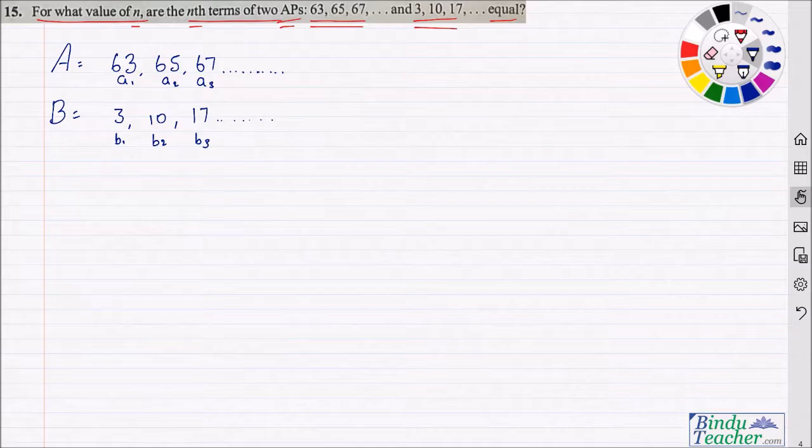Somewhere in each of these arithmetic progressions, there'll be one term. Let's call it A of n. Similarly, there'll be one term in the other arithmetic progression also called B of n. So these values will be exactly the same. They'll be equal. So we have to find what is the value of n where the term values, A of n and B of n, will be exactly the same.